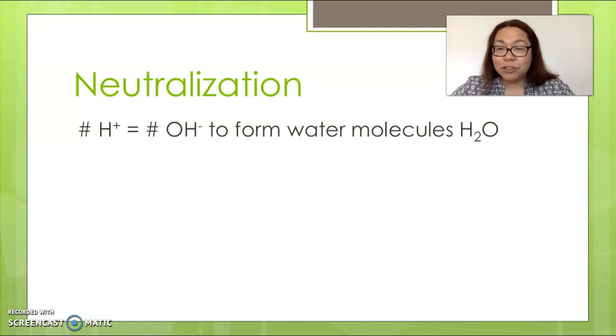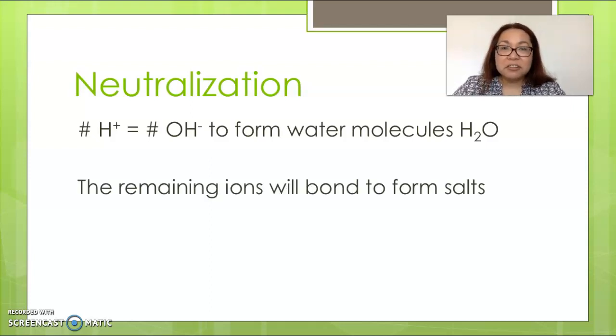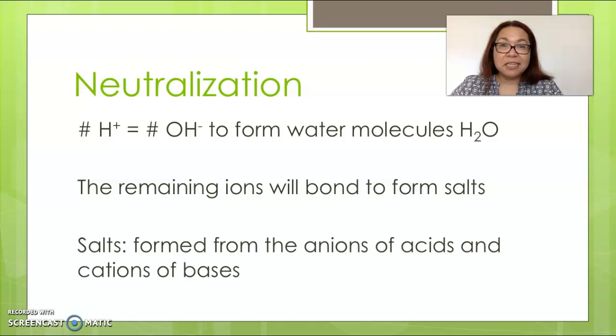And the number of hydrogens in a neutralization reaction must equal the number of hydroxide ions so that they can form water molecules. So the remaining ions in the solution will then bond to form salts. So the negative anions from the acids will form bonds with the cations of the bases, and that will be your salt. So the definition of a salt in a neutralization reaction will come from the acids and bases: the negative anions from the acids, and the positive cations from the bases.